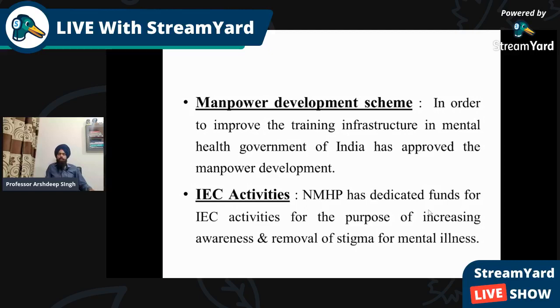So there is a need for information, education, and communication that mental illnesses are due to chemical imbalances, or we can say it is a change in behavior due to various factors, either stress, depression, tension, or any other thing. So there is a need for awareness. That is the point: the removal of the stigma for mental illnesses.